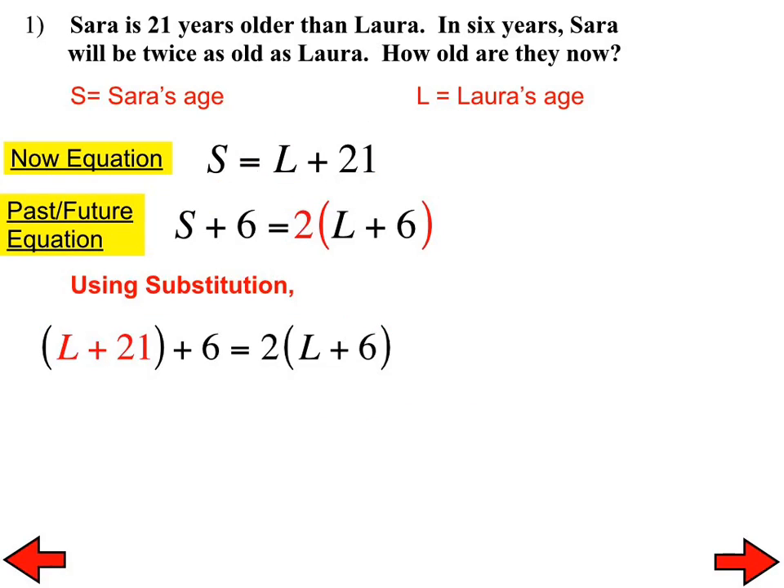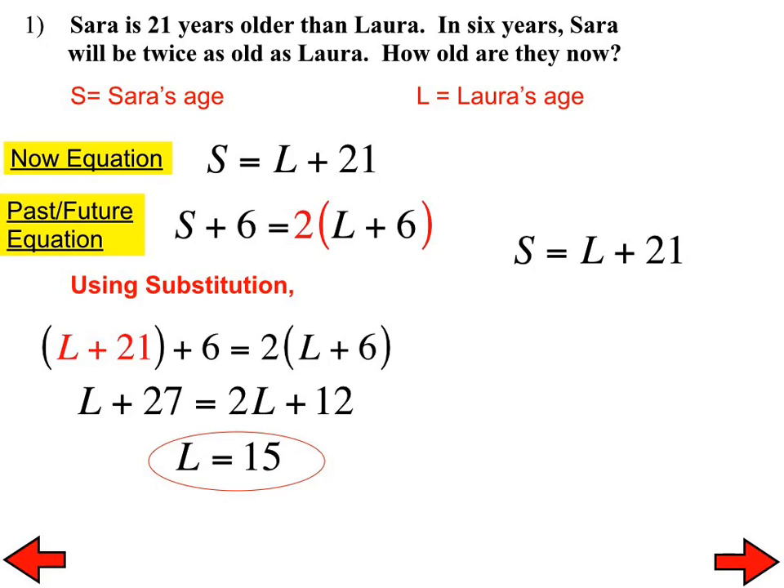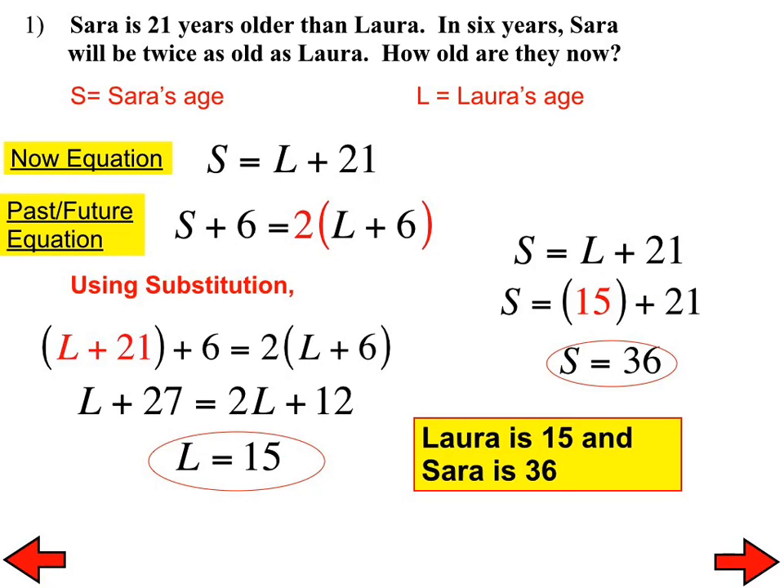So we take what we have here, use the distributive property, combine like terms, solve for L, and I cut out some steps there, but Laura is 15, as you can see. To find out how old Sara is, I will take the simplest place to substitute that back into, and that's that original first equation, the now equation. And when I do that, we can see that Laura is 15 and Sara is 36.